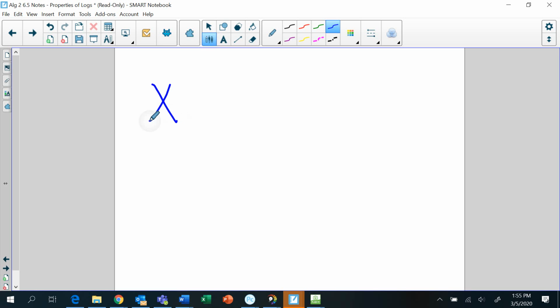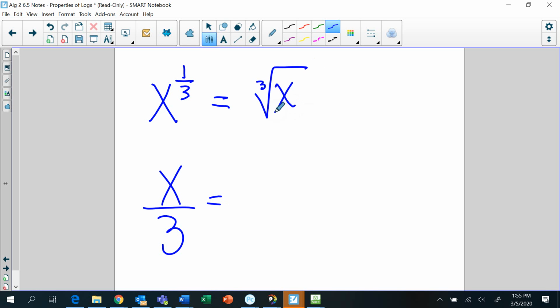Can you tell me a different way of writing x to the 1/3? I think you're envisioning it right, but not saying it right. Cube root of x. That is the correct answer there. Why is it not x to the negative 3? Because you don't flip the exponent.